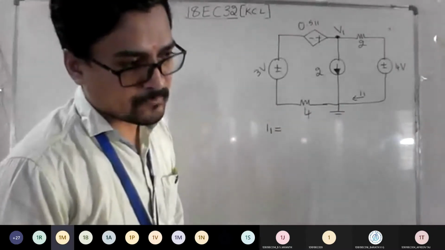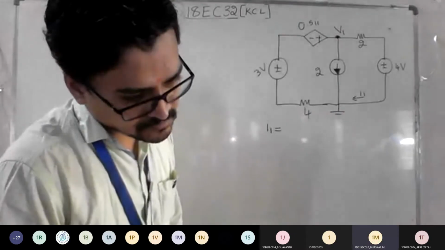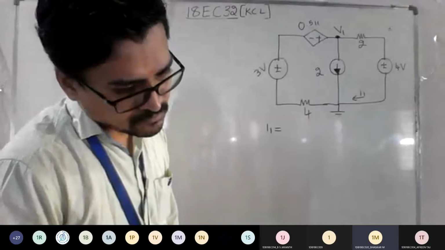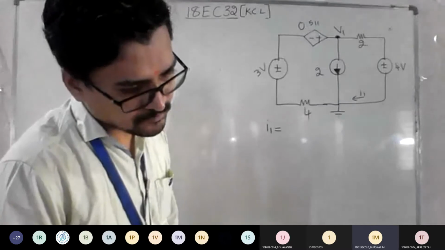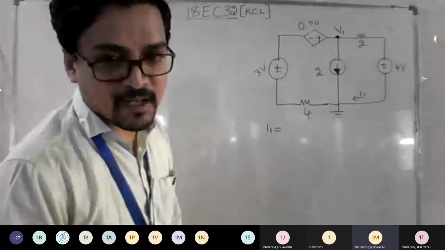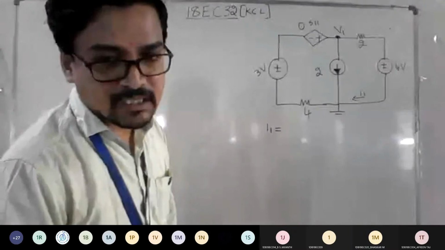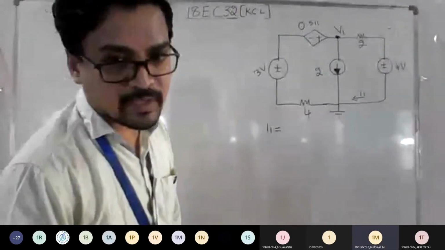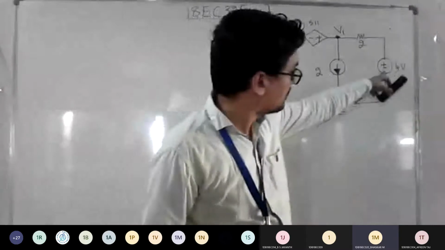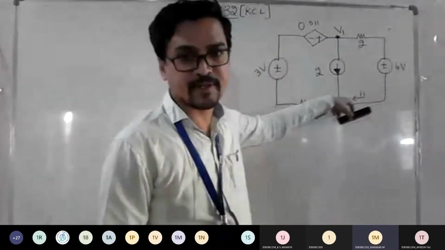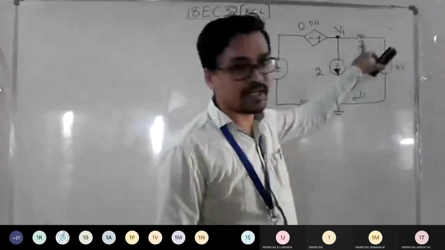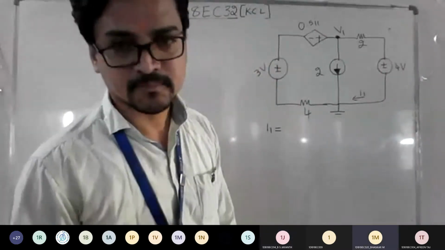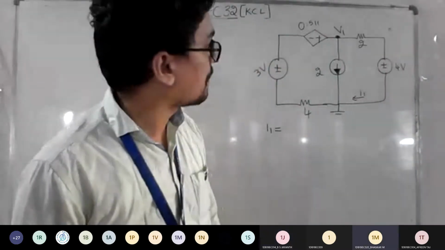Like we'll take it as IA. See, current should be in terms of voltage by resistor, correct? I1 is not across the 2 ohm, I mean the 2 amp current source. It is in this path. In this path is what I1 is given. So in this path you should take V by R logic. Okay, sir. V1 minus 4 by 2, sir.